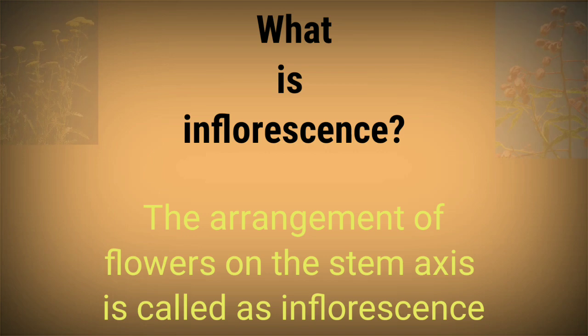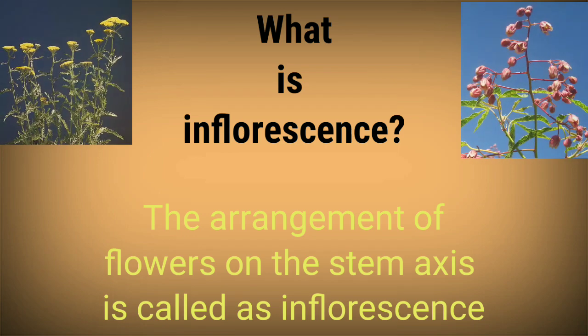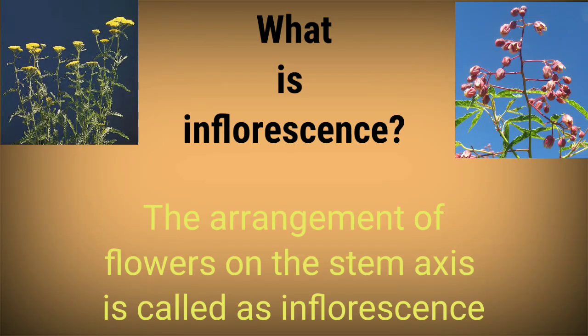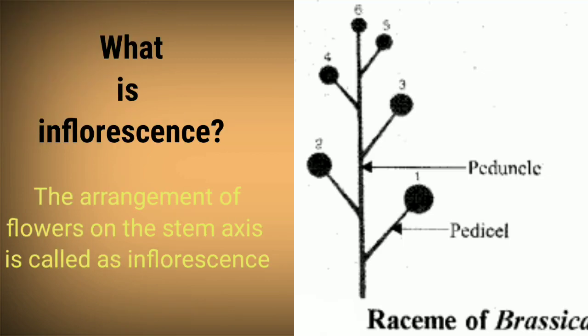Now in the case of inflorescence, the flowers occur in a cluster on a stem axis, and this main axis on which the whole arrangement of flowers occurs is called the peduncle. Over the peduncle there are small thin stem structures which are called the pedicel or stalk of the flower.